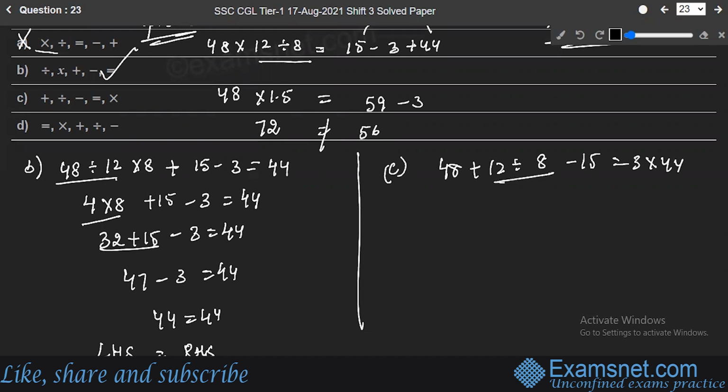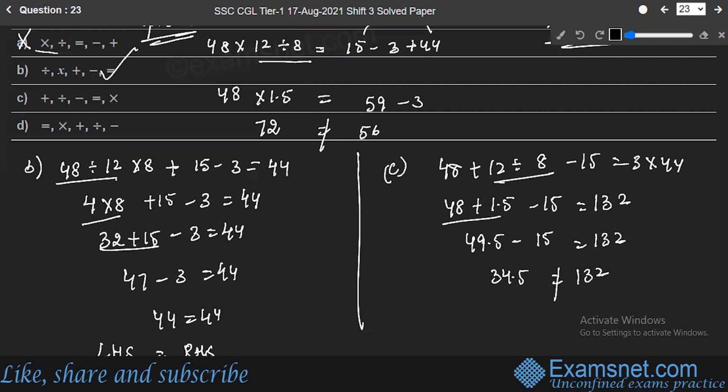BODMAS says I'll be dividing them first. So after dividing them, you have 48 plus 1.5 minus 15 should be equal to 3 multiplied by 44, which will give you 132. So adding 48 and 1.5, okay, fine, sorry, I'll be adding both of them. You will have 49.5 minus 15 should be equal to 132. Subtracting both of them, you will get 34.5. This should be equal to 132, but this is not equal to 132. So here LHS is not equal to RHS. Even option C is incorrect.